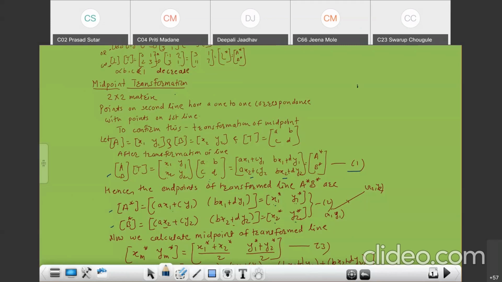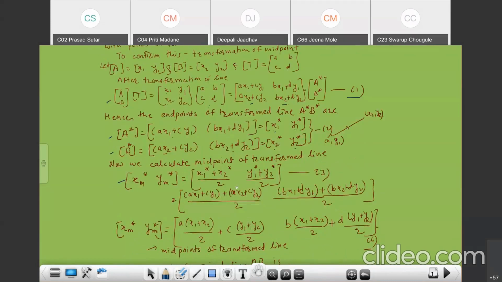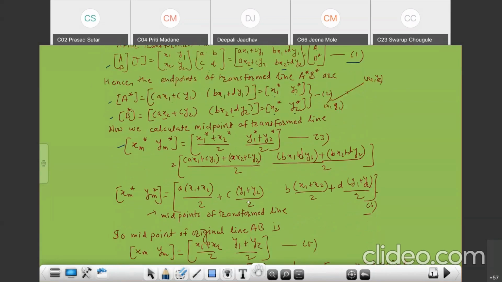Now the end points of the transformed lines are available. With that we can calculate the midpoint. What is the simple equation to calculate the midpoint? xm star, ym star is equal to x1 star plus x2 star divided by 2, y1 star plus y2 star divided by 2. Now we put these values in this equation, that is x1 star, y1 star, x2 star and y2 star, and simplify it. We will get the result, that is the midpoint of the transformed line.